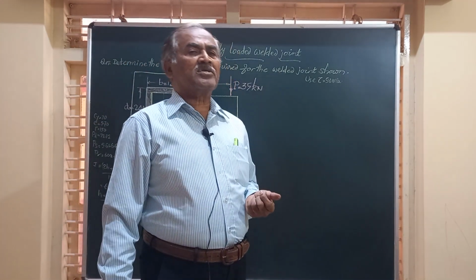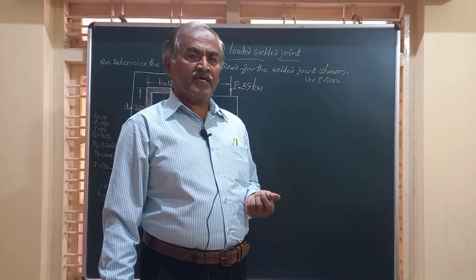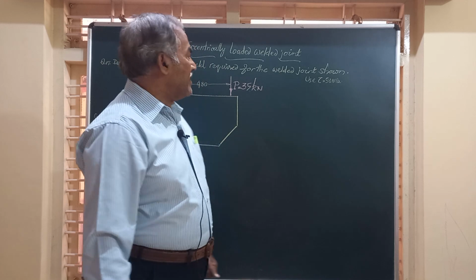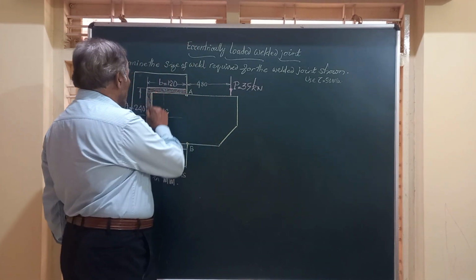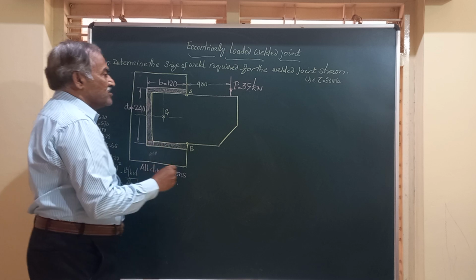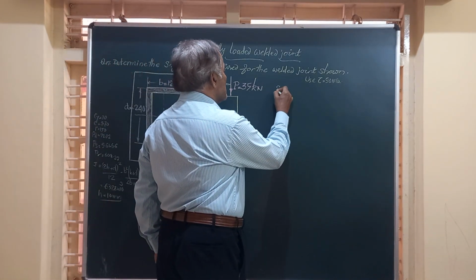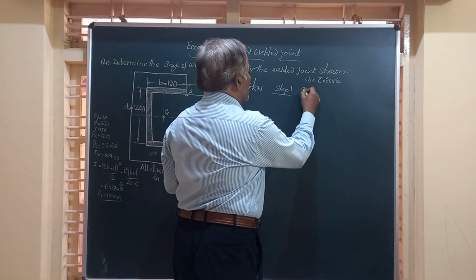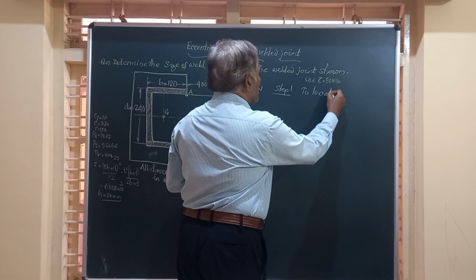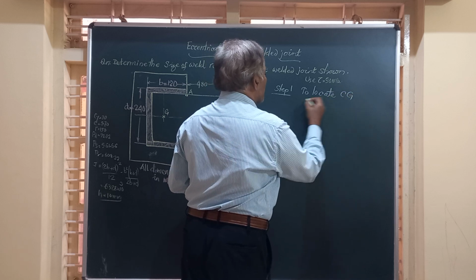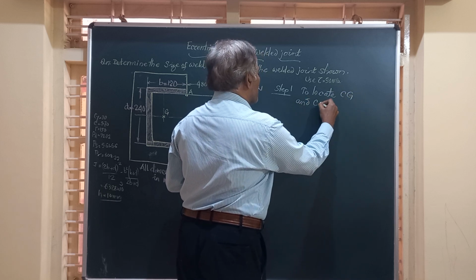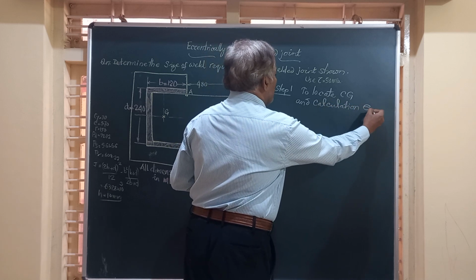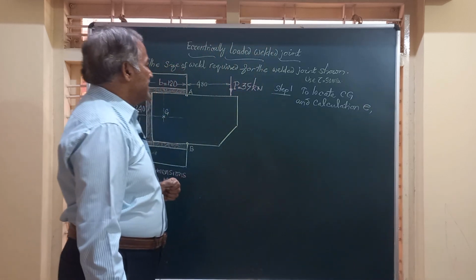Basically friends, this involves around 4 steps to solve this problem. And in the first step friends, I am going to locate the center of gravity of this welding. So in step number 1, we find out the location of CG, and calculation of eccentricity, calculation of E. E means eccentricity. I will tell you what it is.